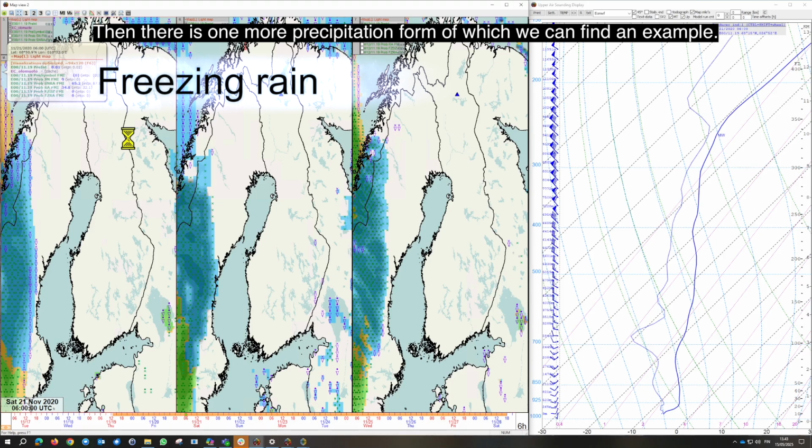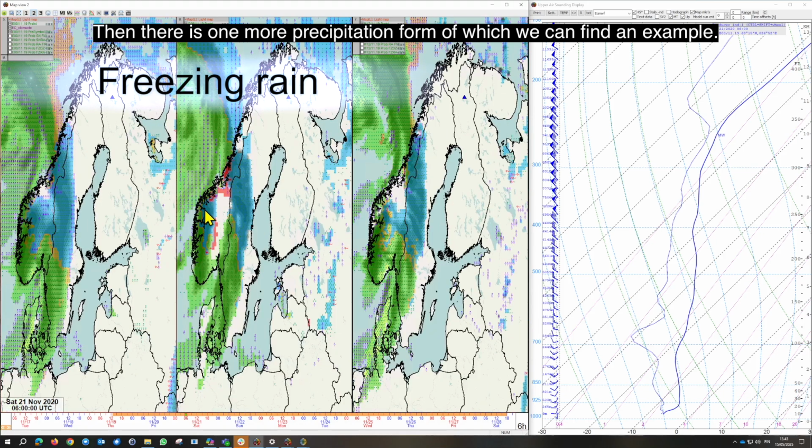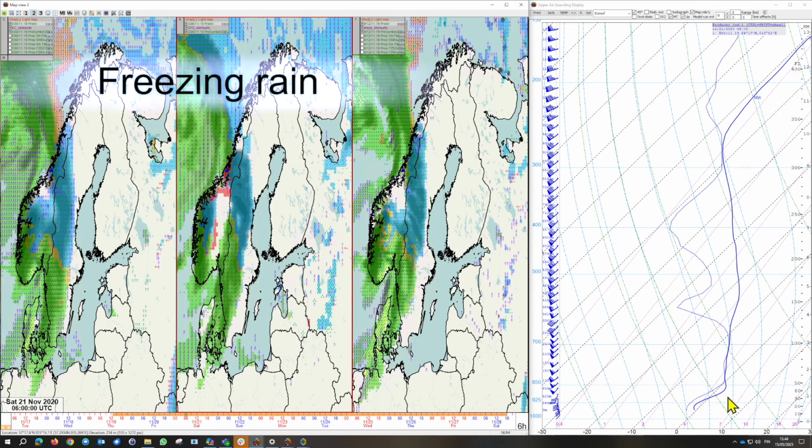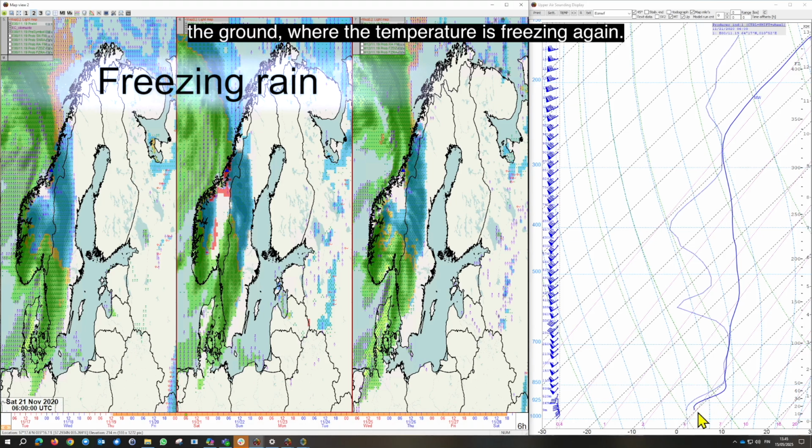Then there is one more precipitation form of which we can find an example. Here we have snowflakes falling into this layer of warmer air. So we have snow and it becomes warmer here. Zero isotherm is here. So the snowflakes falling into this layer would start to melt. And then they continue their journey to the ground, where the temperature is freezing again. So these melted or almost melted snowflakes hit the surface, any surface, and freeze immediately. And this sounding is typical for something we call freezing rain.